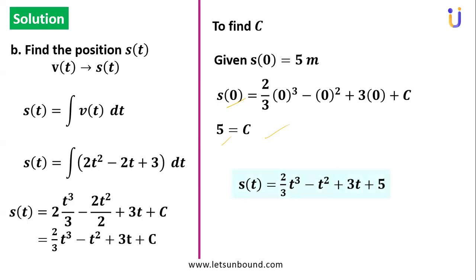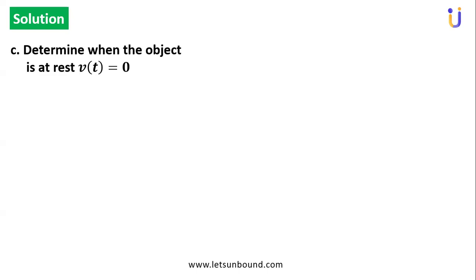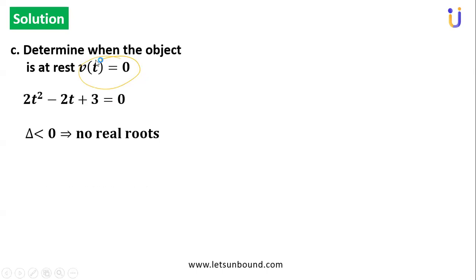That's simple. Okay. Now part C. Determine when the object is at rest. The object will be at rest when v of t is 0. We already know v of t and equate it to 0. In this case, you will try factorizing, but you won't get any answer.